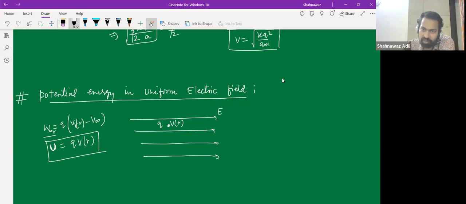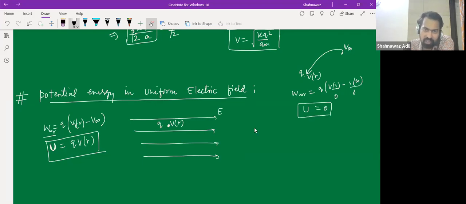But in the earlier case, when there was no electric field around, this charge was a load. So to bring this charge from infinity to, let's say, this point, this was V infinity and this is VR. So what was the work done? That was Q times VR minus V infinity. This was 0 and this is also 0, because there is no source charge around, so there is no potential here. So potential energy was 0 for a single charge.